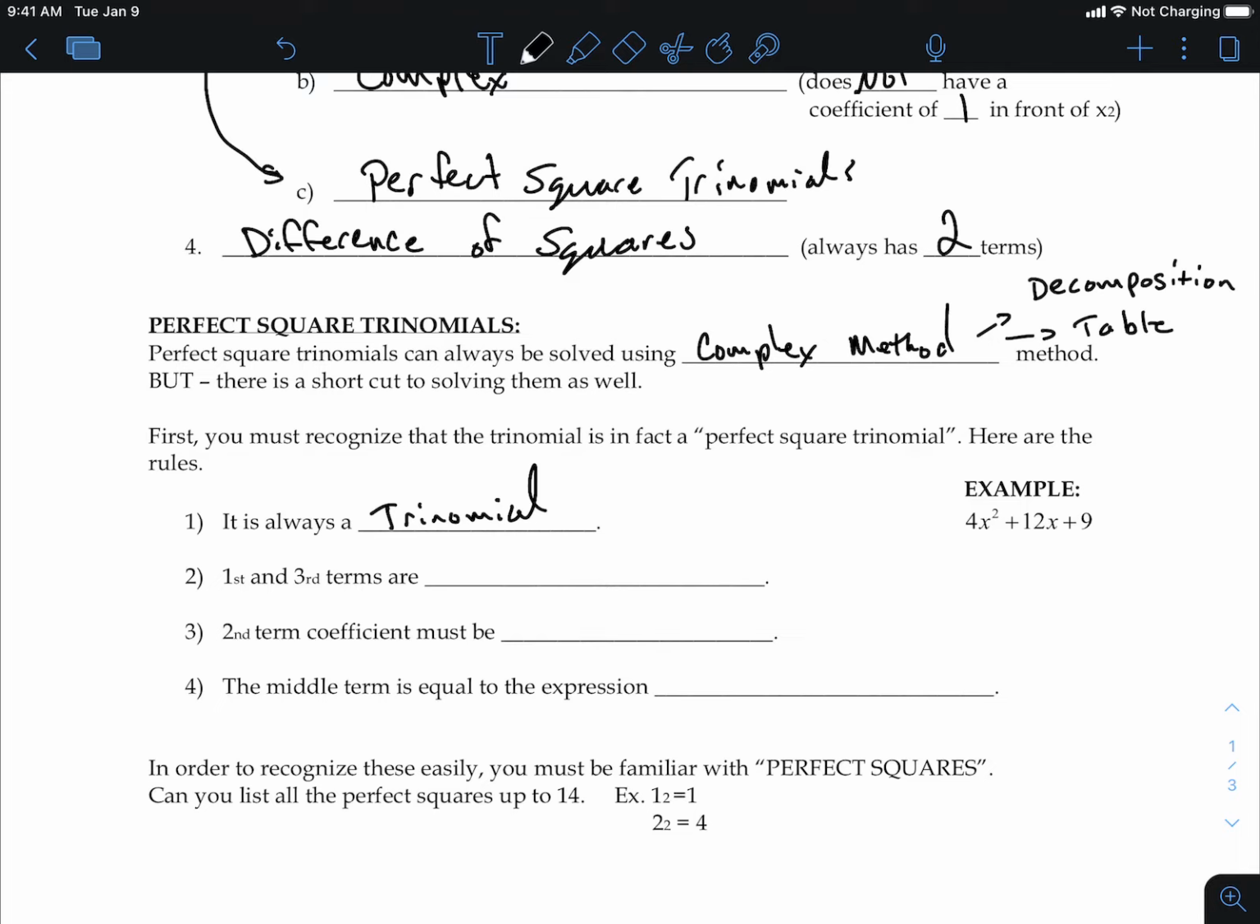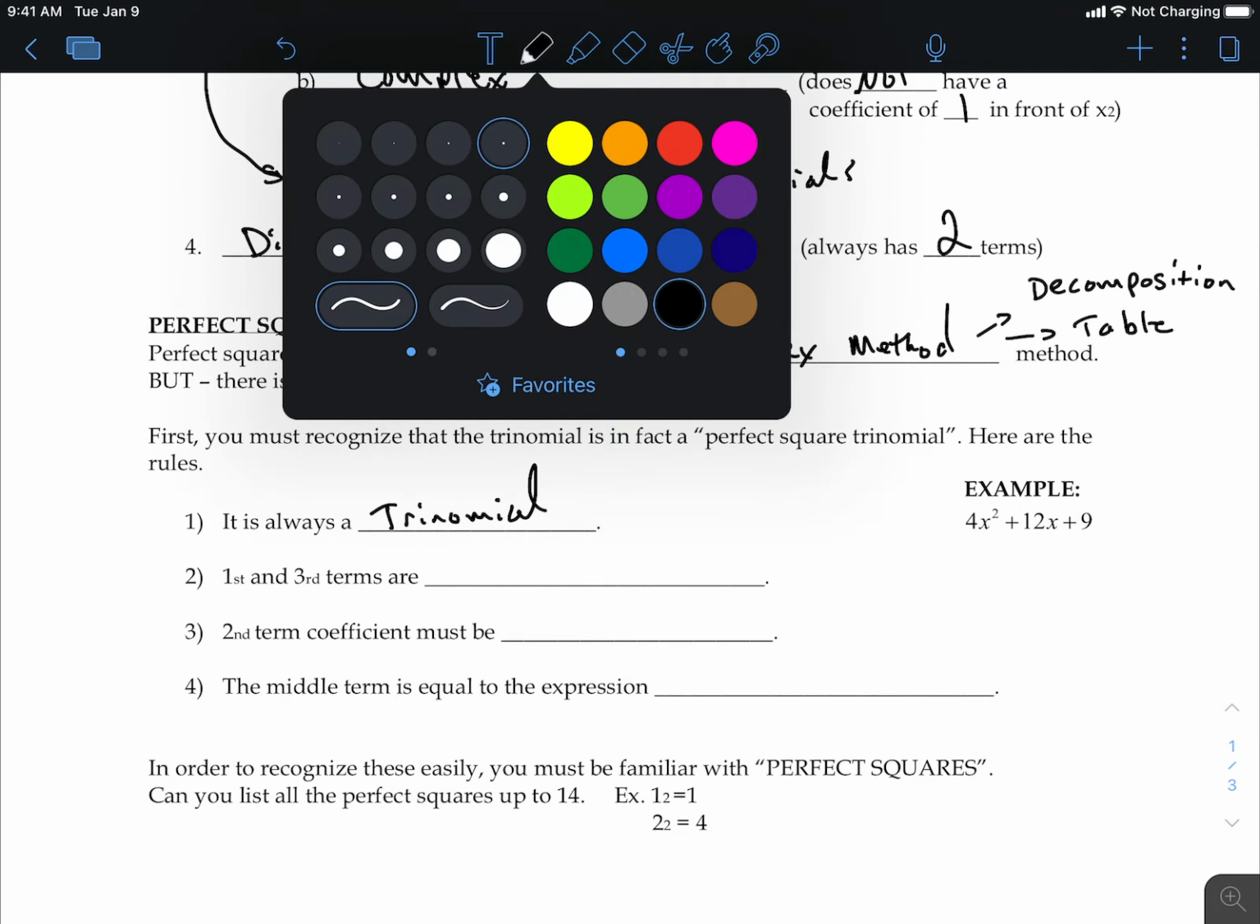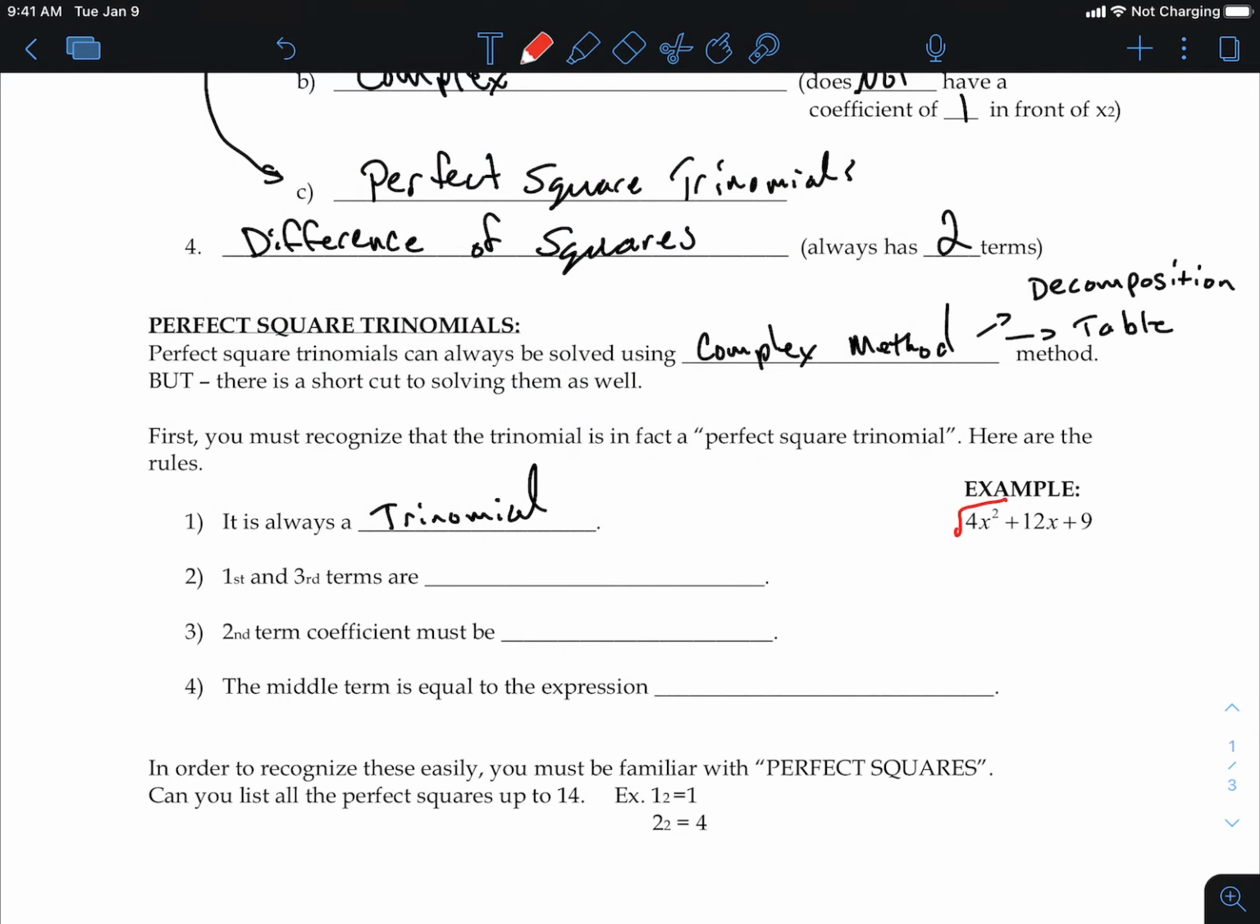So if you look at that, I can square root 4 and I can square root x squared. That turns into 2x. I can also square root 9. It's 3. You're just looking at the first and third, and then going, okay, they can both be square rooted. It's a perfect square trinomial.